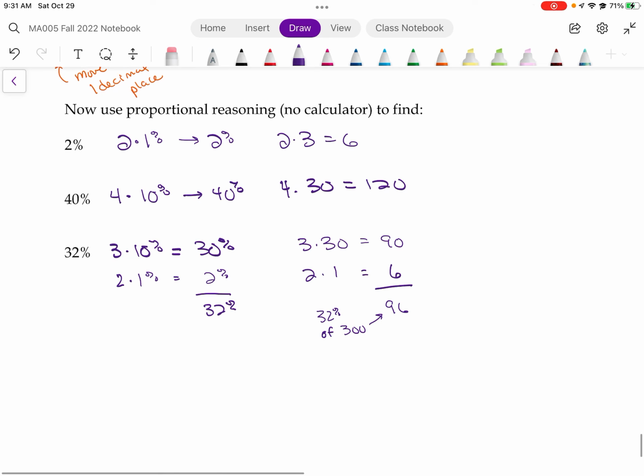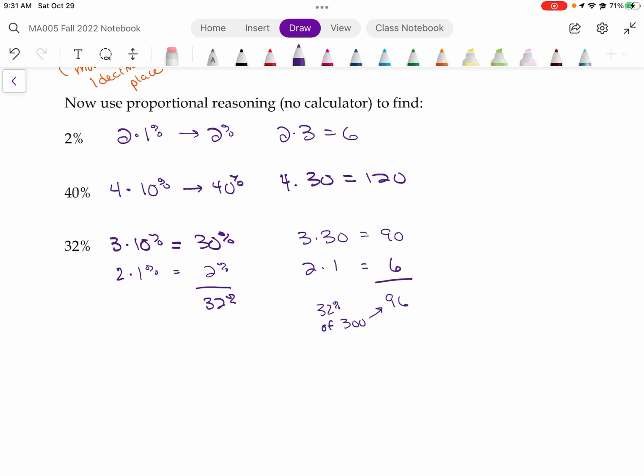So how could you do this with a tip? Say your bill was $300 and you're trying to pay 20% tip. Well, 10% of 300, all we have to do is move the decimal point back 1. So 10% is 30. So 20% is going to just be double that. So that would be $60. So a 20% tip would be $60. No calculator required. So find 10% by moving the decimal point back and then double it to find 20%.